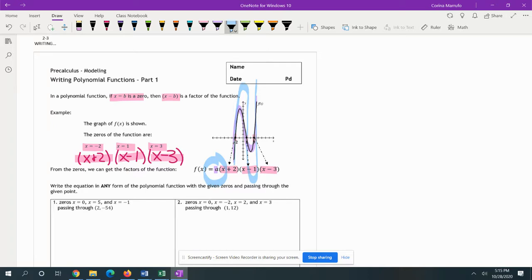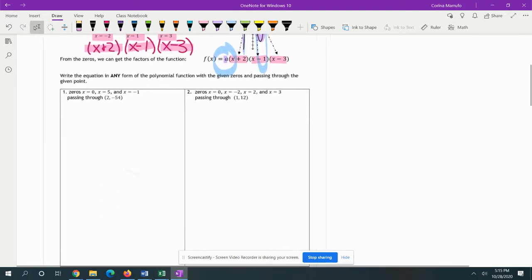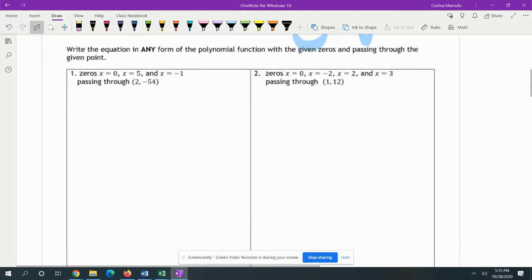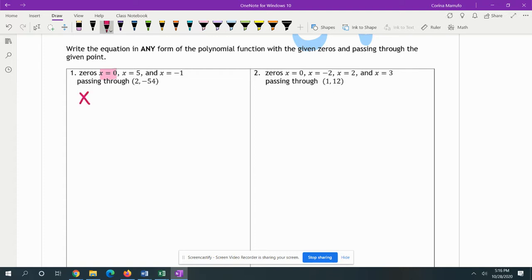So it says, write the equation in any form of the polynomial with the given zeros and passing through the given point. Okay, so we're going to go ahead and do some examples. So first, if x equals 0 is a zero, then that means that x by itself, no plus or minus anything, is a factor. Okay, so if x equals 5 is a 0, then that means that x minus 5 is a factor. Okay, next we have x equals -1. So if x is equal to -1, then that means that x plus 1 is another factor.